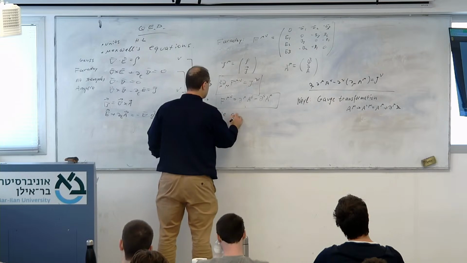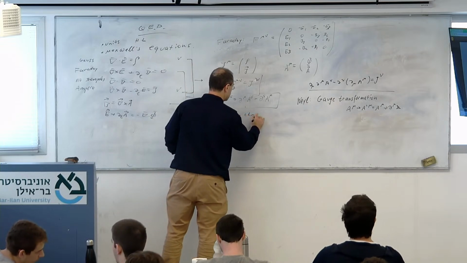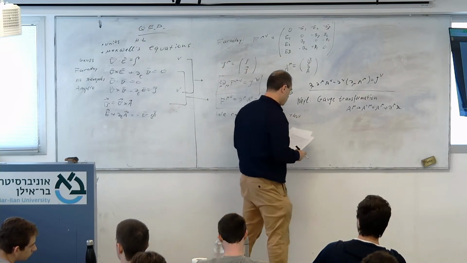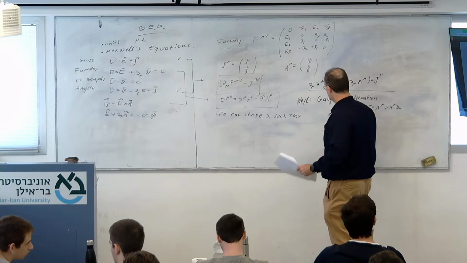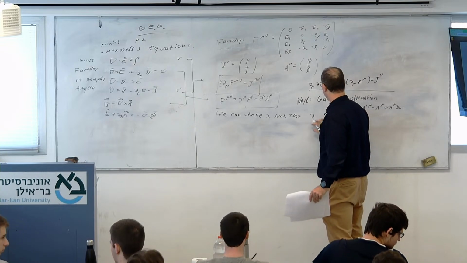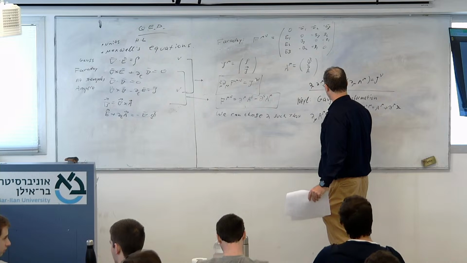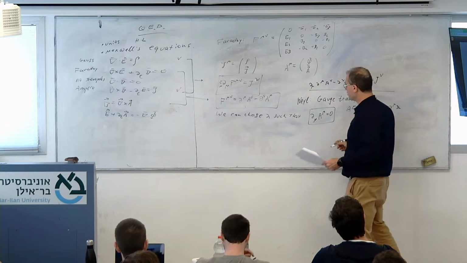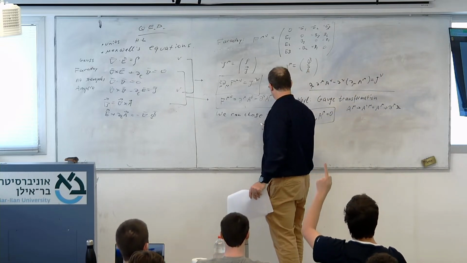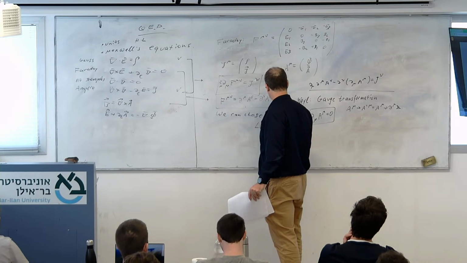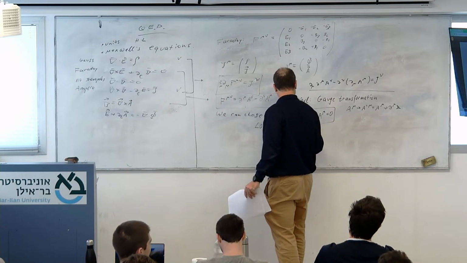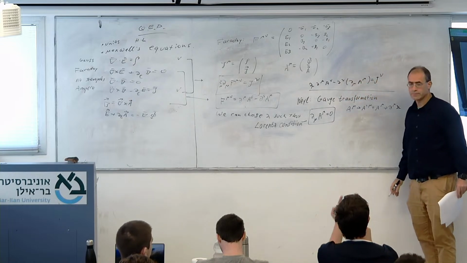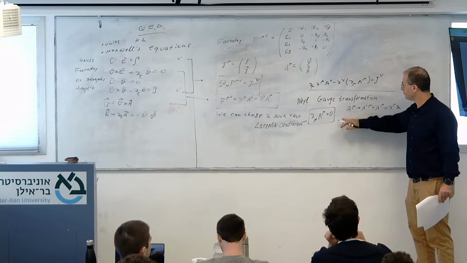One such choice: you can choose lambda such that d mu A mu is equal to 0. This is called the Lorenz condition. You cannot always choose that, right? Classically, I can.